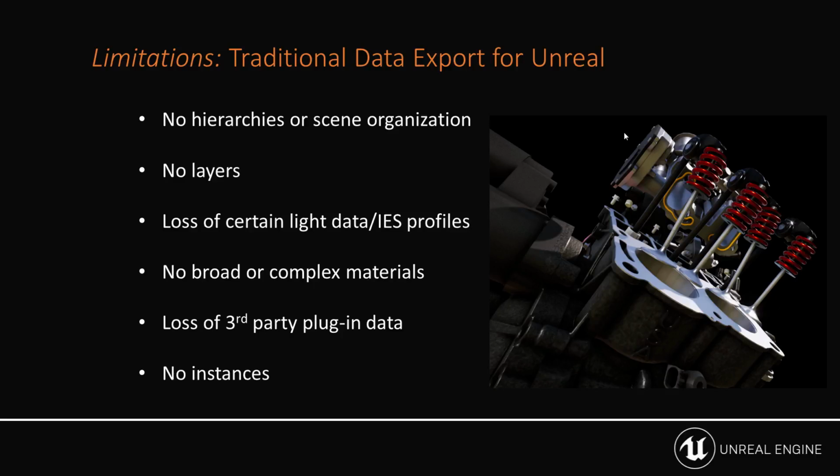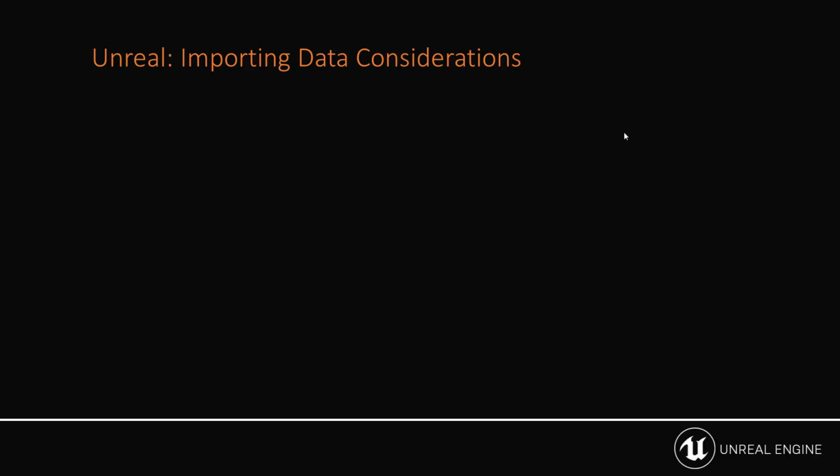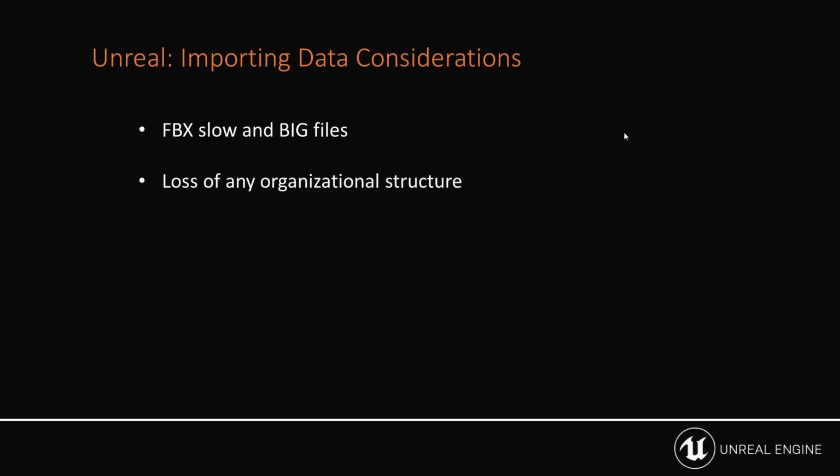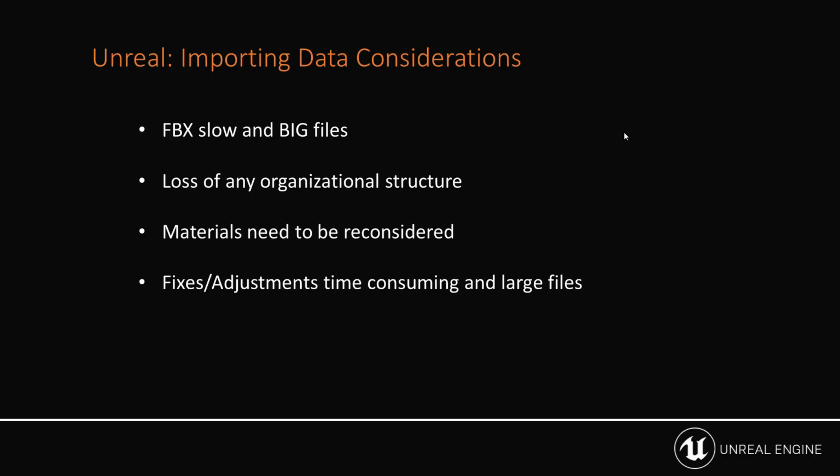So how do we work with this in Unreal Engine? Well, we can look at importing data. When we import the data into Unreal, working with something traditional like FBX, we're working with a lot of files. They can be big files, and the importing can be very slow. And as I mentioned, with hierarchies, grouping, any kind of scene organization, we're dealing with a loss of organizational structure. Materials, again, need to be reconsidered quite often unless it's a simple basic material coming over. And fixes and adjustments can be time-consuming with large files.